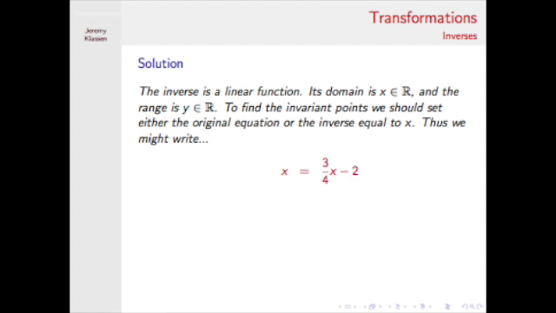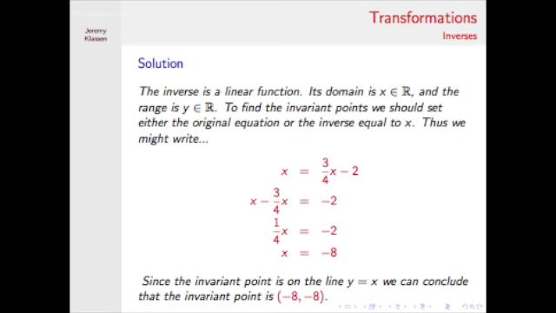Now, probably going to want to work with the easier equation, and in this case, it's probably the original function. So we're going to get here that x is equal to 3/4 of x minus 2. Now we simply need to solve for x, and I'll start the process by getting the x terms together. So I'm going to bring the 3/4 to the left-hand side by making it x minus 3/4 x equals negative 2. And when we combine like terms, we get that 1/4 of x is equal to negative 2, which then allows us to get that final result that x is equal to negative 8. And since the invariant point is on the line y equals x, in other words, those 2 coordinates are the same, we can conclude that the invariant point must be the point (negative 8, negative 8).